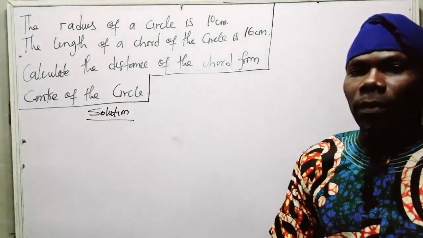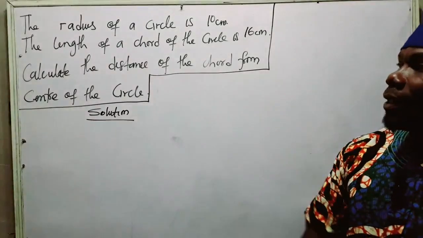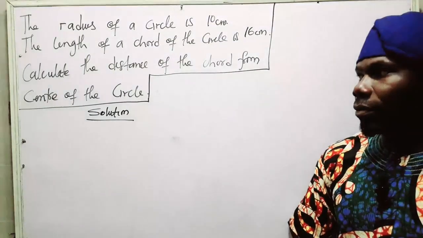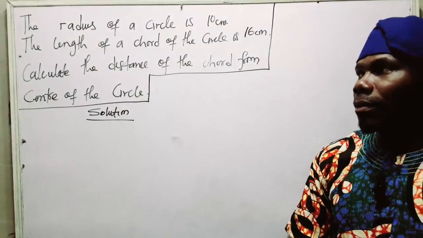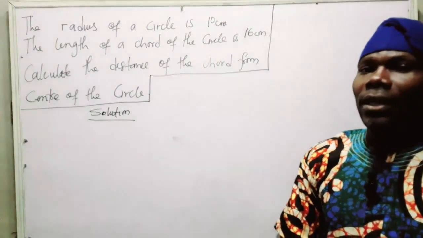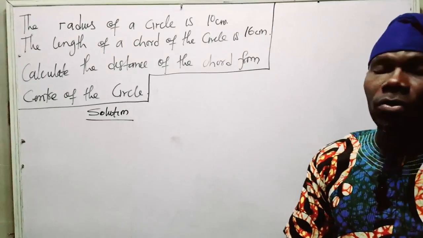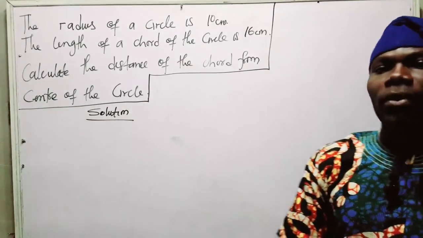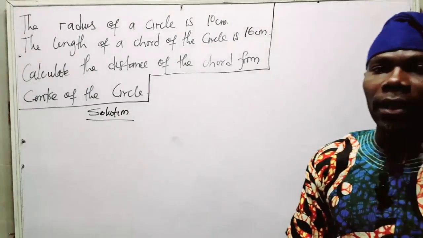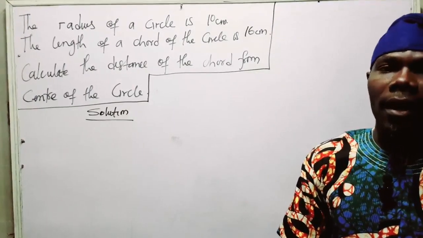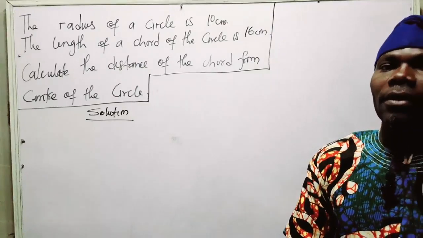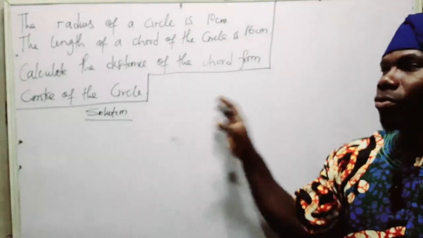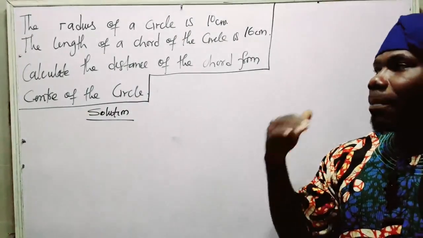Video, I want to explain how to calculate the distance of the chord from the center of a circle. This is part of circle geometry. This is the aspect you need to understand before solving circle geometry, where we want to talk about the theorems of circle geometry. The angle at the center is twice the one at the circumference, the sum of the supplementary.